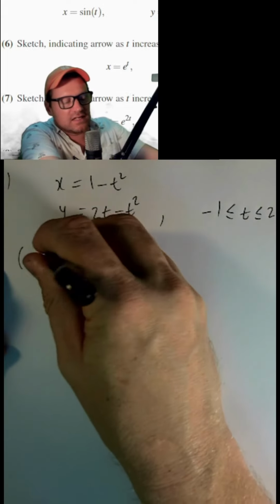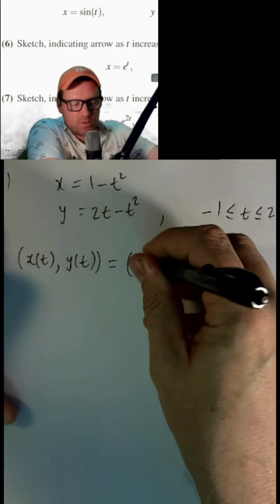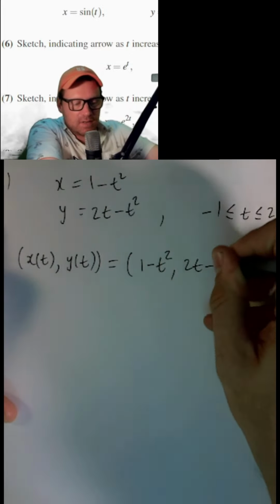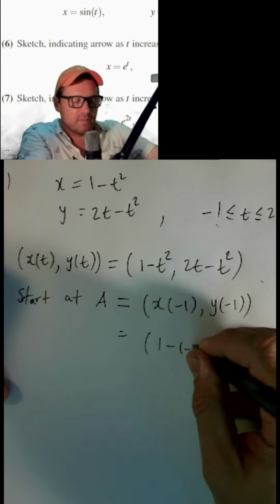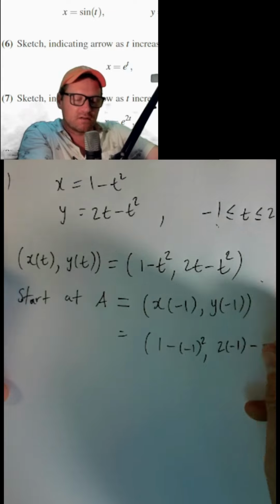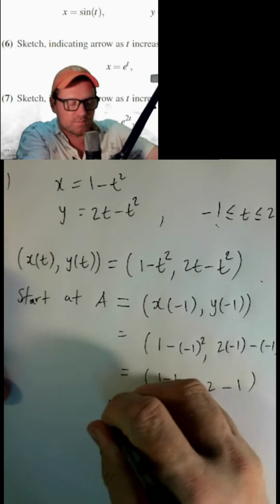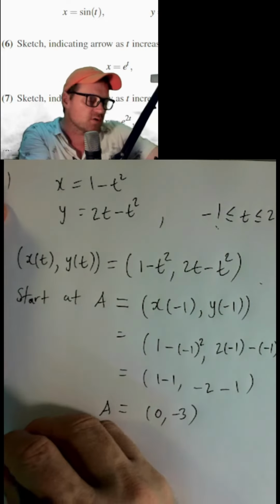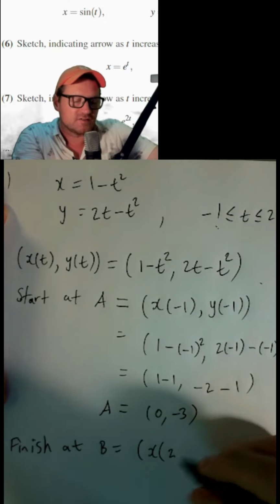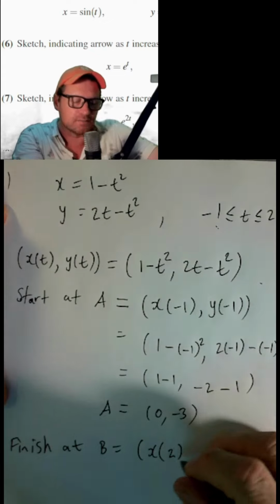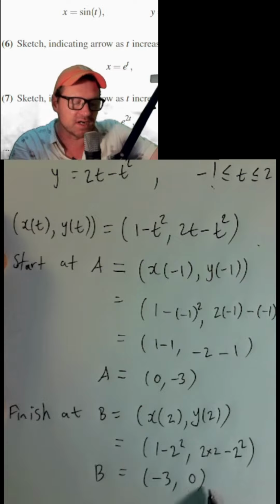x of t, y of t, this will be a point on our curve depending on t, given by the point 1 minus t squared, 2t minus t squared. And so let's call A the point where we start. So that's 1 minus (-1) squared, 2 times -1 minus (-1) squared. The point is 0, -3, and this is where we're starting when t is equal to -1. Okay, so we finish at, say, the point B, which is x of 2, taking the 2 from our upper bound for t, y of 2 is 4 minus 4, which is 0, so B is the point -3, 0.